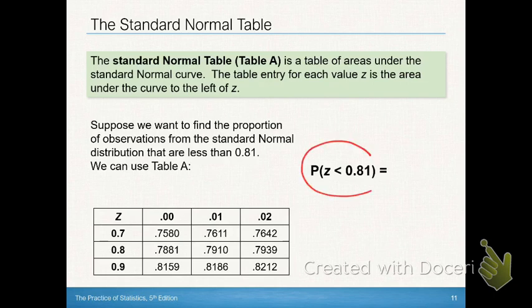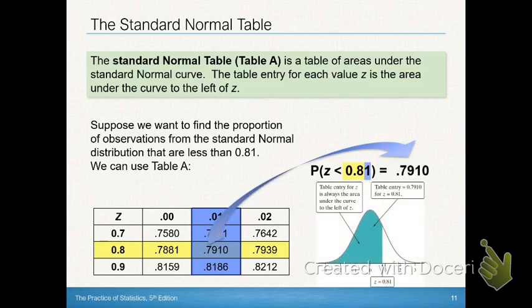In order to use the z-table, what we're trying to find the probability of has to look something like this: the probability that the z-score is less than 0.81. It has to be a less than to use the table directly. First find the units place and the tenths place in the rows for the z-table, and then find the hundredths place in a column. The place where the column and the row overlap gives you your percentile.